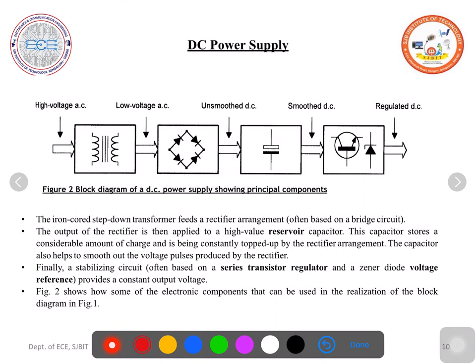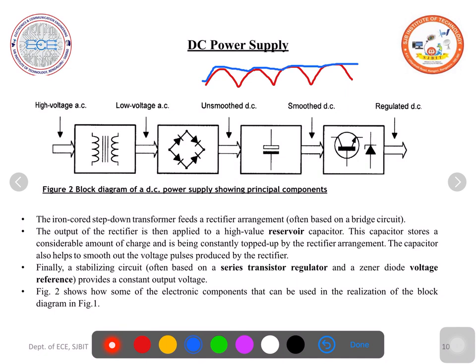So this low voltage AC is applied to a rectifier. Here given is a bridge rectifier. Then the output of the bridge rectifier is unsmoothed, you will get the pulsated DC, something like this. Then it will be smoothed using a capacitor filter. So you will get the output voltage like this, almost DC.